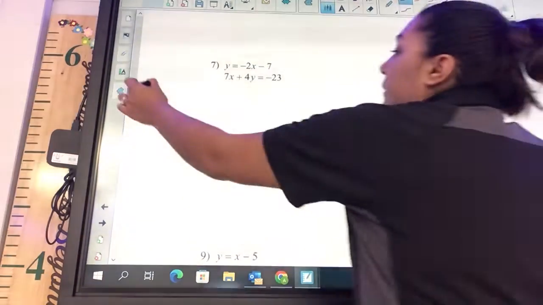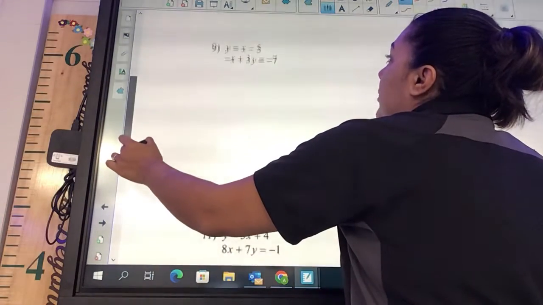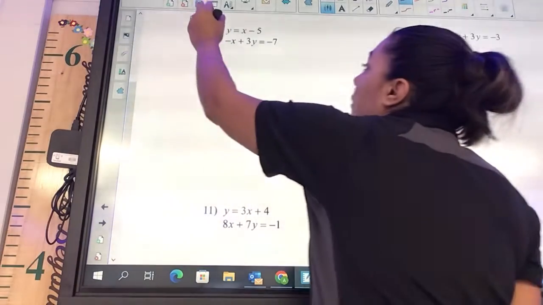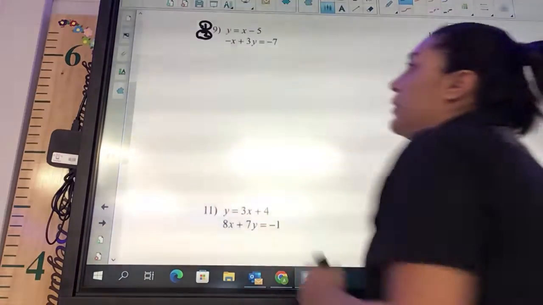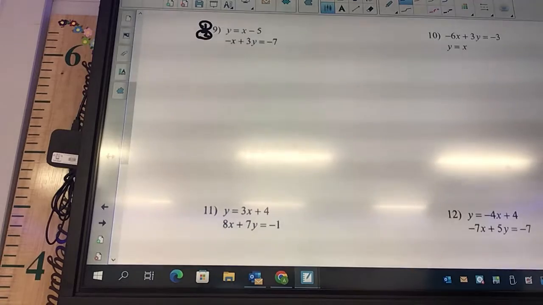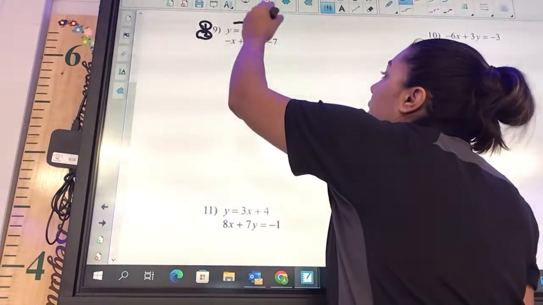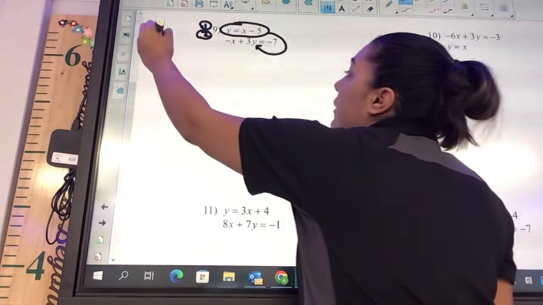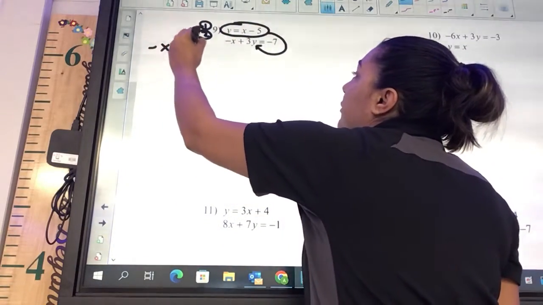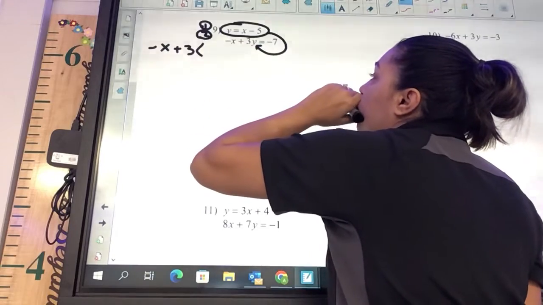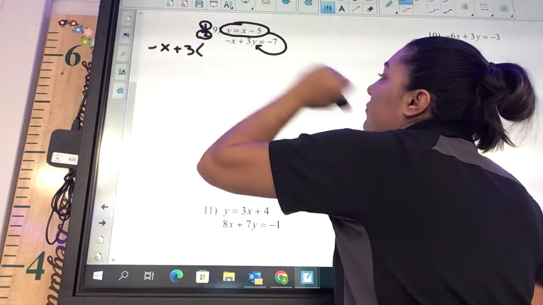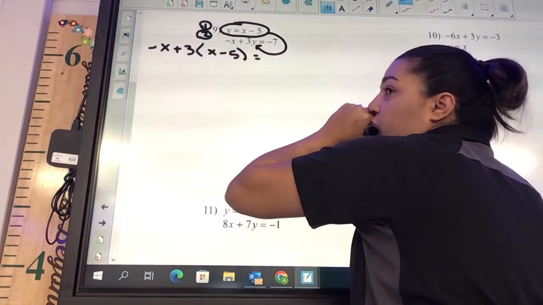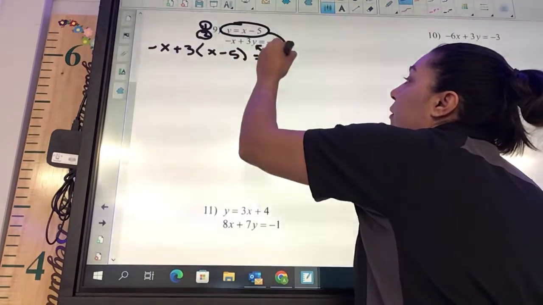So let's look at 9. They're not much different, but just a little. Okay, 9. We're gonna label. So we got 1 and 2, and we're gonna circle which one? Yeah, the first one. Okay, number 1. And we're gonna plug that in. So it's gonna look like negative x plus 3, x minus 5 equals negative 7.